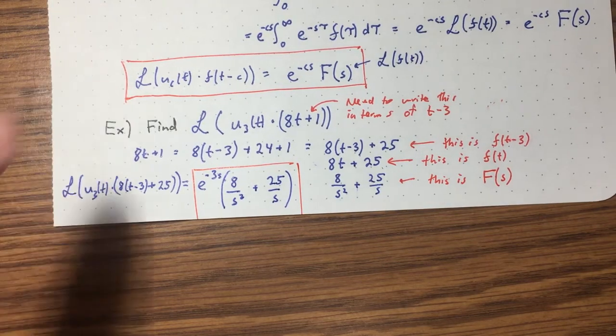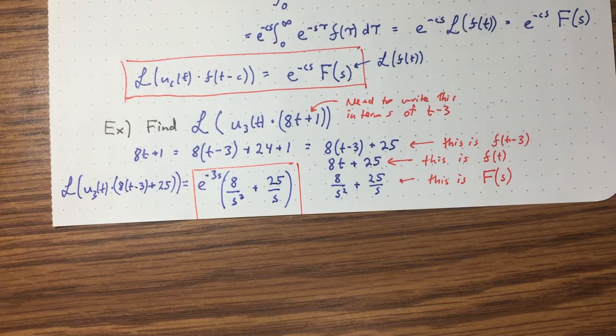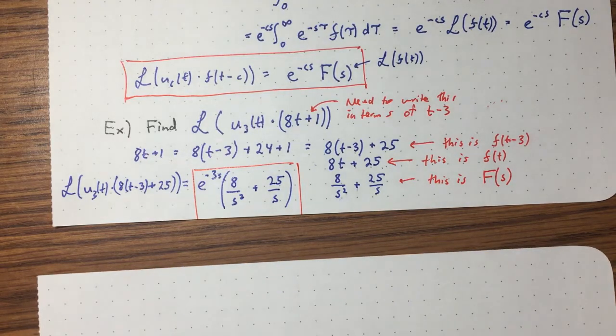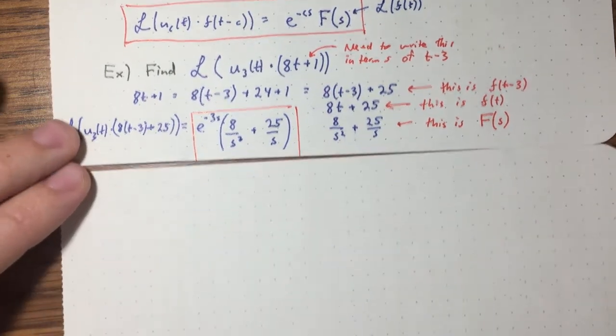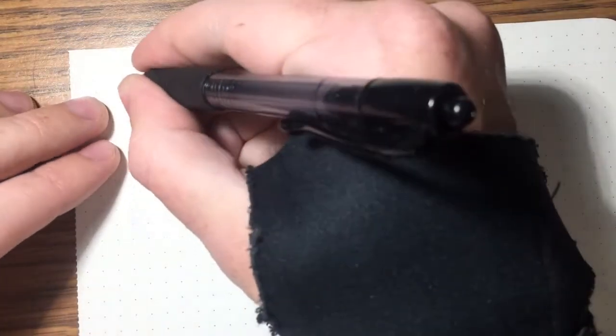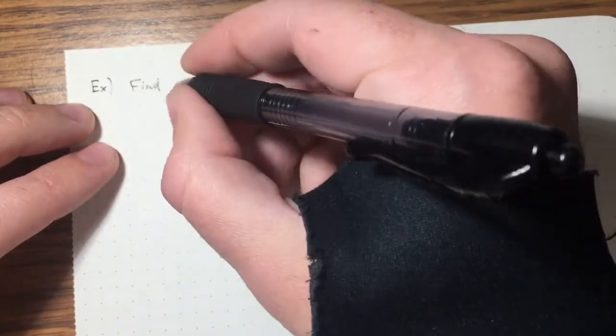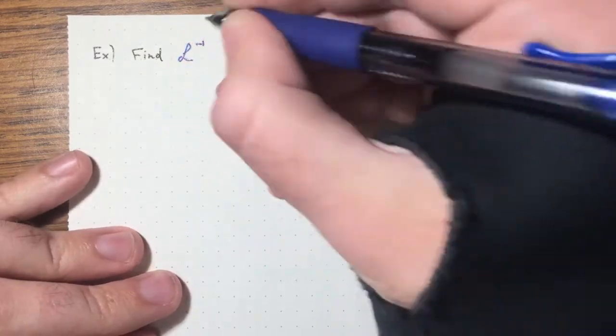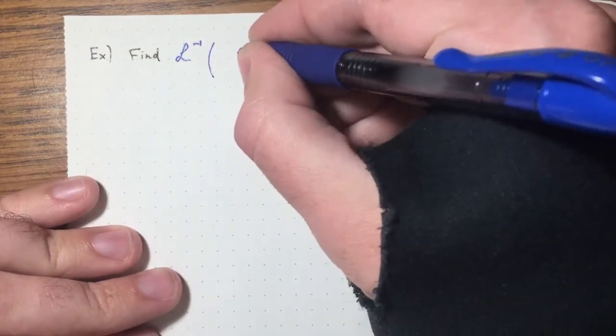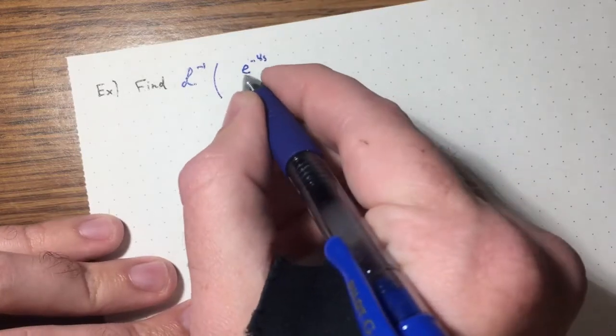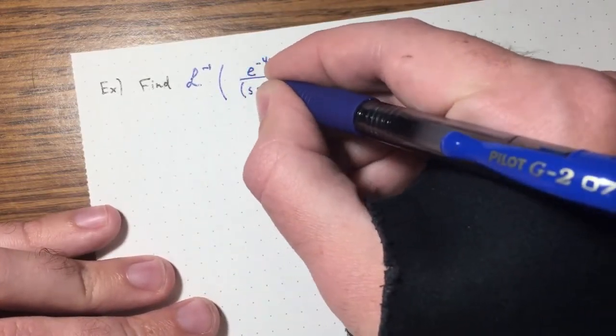So again, yeah, this formula is a bit tricky to use, but very useful. I want to do another example with it. So let's do an example. Let's find an inverse Laplace transform. Let's find the inverse Laplace transform of e to the minus 4s over s plus 2 squared.